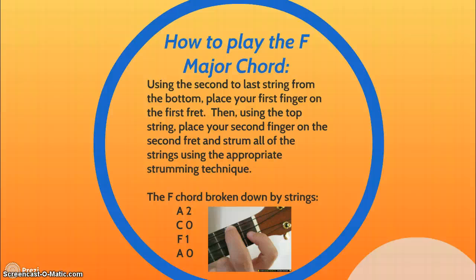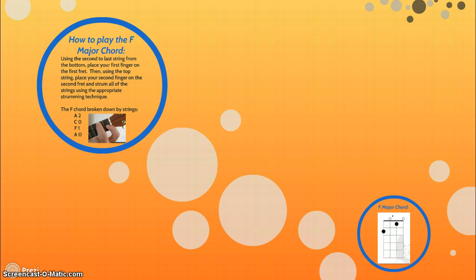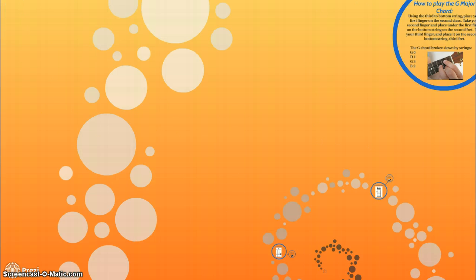So the F chord broken down by strings is A2, starting from our top string closest to our face. So A2, C open, F1, and A open. And it's shown on our image below right here is the appropriate fingering technique for our F major chord on ukulele. And that's our F major chord.